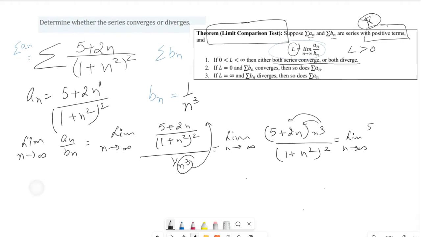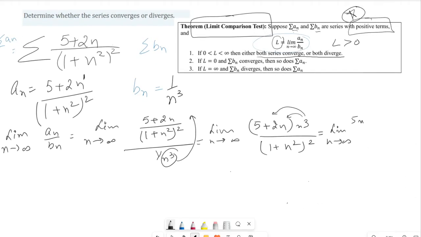Before I do that, I can distribute inside: 5n cube plus 2n power 4, divided by (1 plus n squared) power 2. Now you have to notice what is the highest power of n. You have to find this limit. For that, we have learned this method in Calculus 1 also. What is the method? Find the highest power of n in the denominator, which is n^4. So you're going to divide both the numerator and the denominator by n^4.